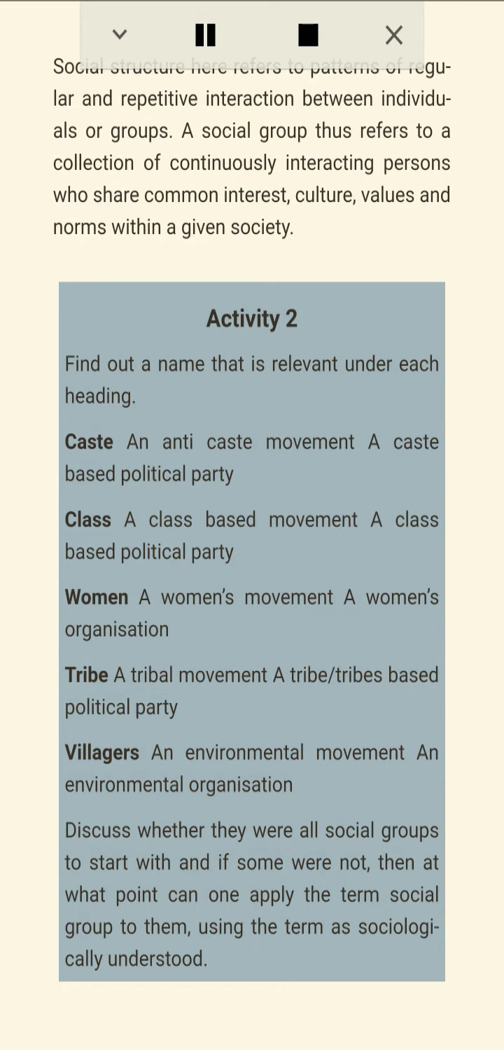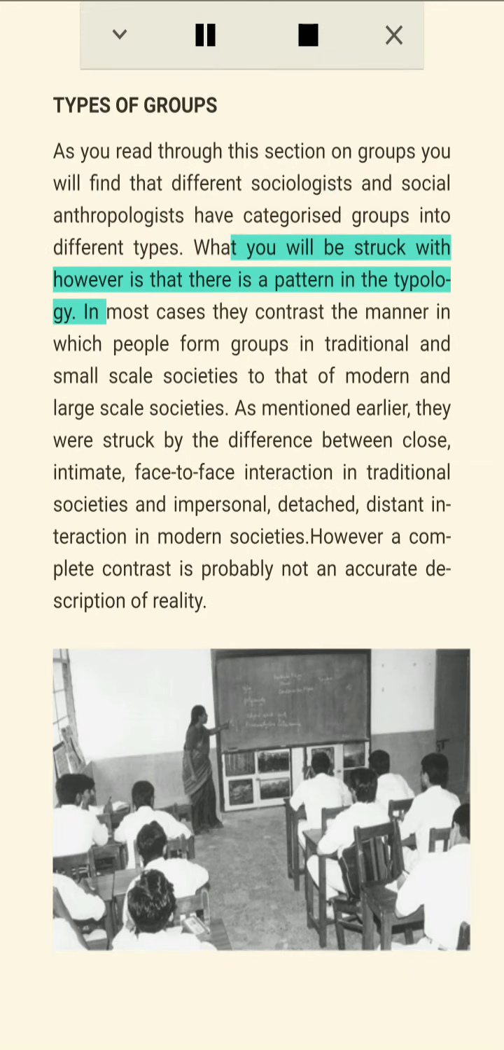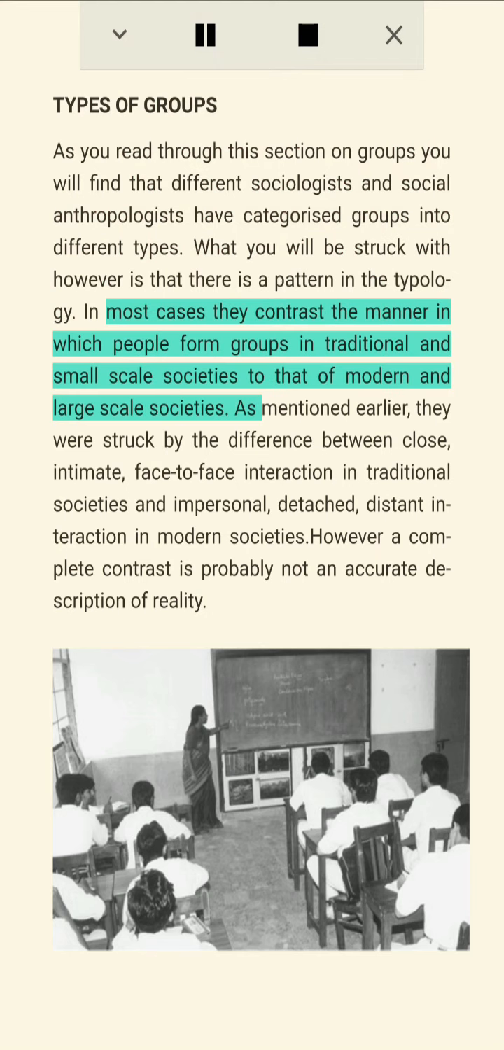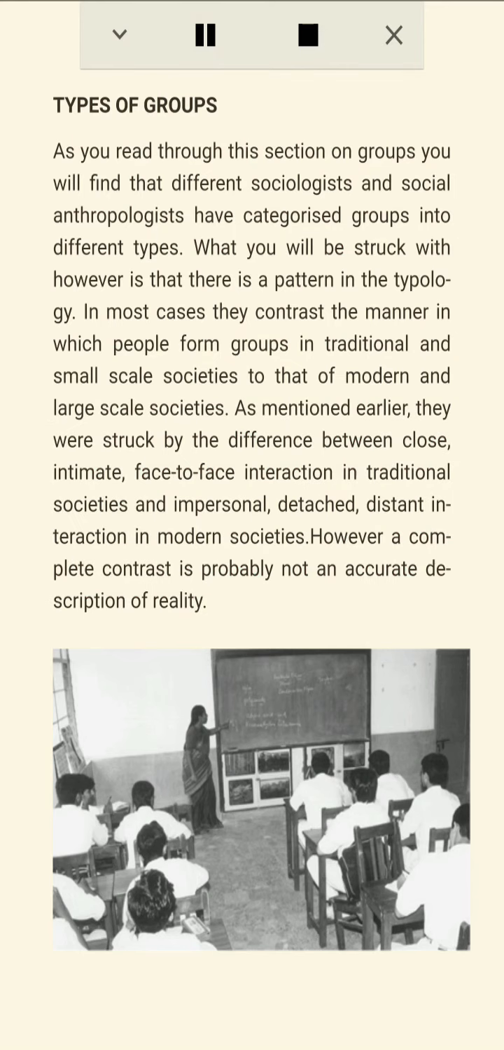Types of groups. As you read through this section on groups, you will find that different sociologists and social anthropologists have categorized groups into different types. What you will be struck with, however, is that there is a pattern in the typology. In most cases, they contrast the manner in which people form groups in traditional and small-scale societies to that of modern and large-scale societies. As mentioned earlier, they were struck by the difference between close, intimate, face-to-face interaction in traditional societies and impersonal, detached, distant interaction in modern societies. However, a complete contrast is probably not an accurate description of reality.